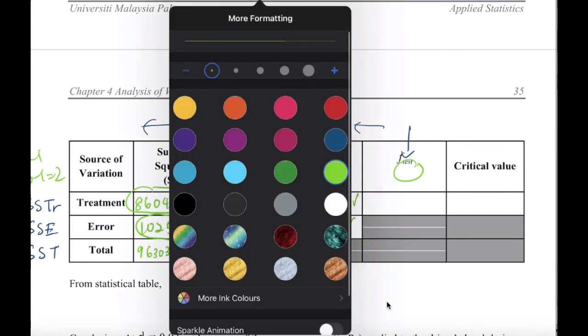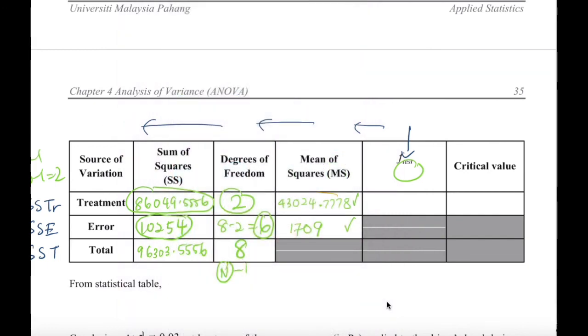MS treatment divided by MS error, you will get this F test. So the F test is 25.1754. Now the F critical value. F critical value is F alpha, nu1, nu2, where nu1 is the degree of freedom treatment and nu2 is the degree of freedom error. Degree of freedom treatment is 2, degree of freedom error is 6.